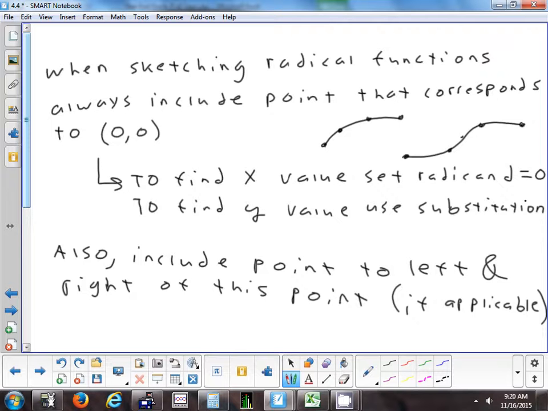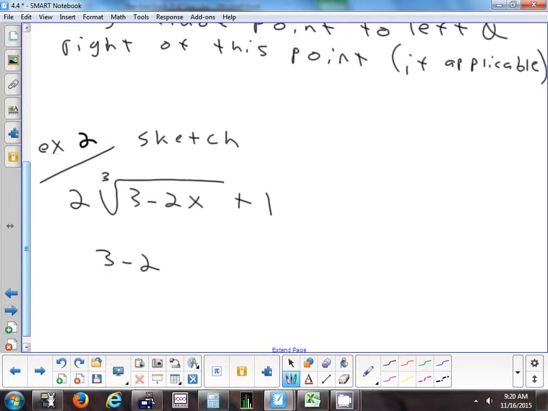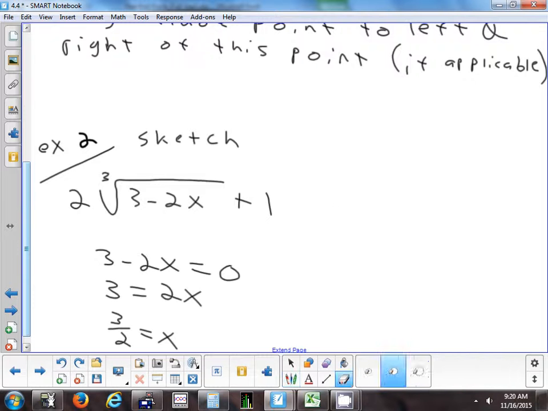Set the radicand equal to 0. So just take this, set it equal to 0, and solve. And so x is 1.5 or 3/2. Okay, Matt, once I get my x value, how do I get my y value?